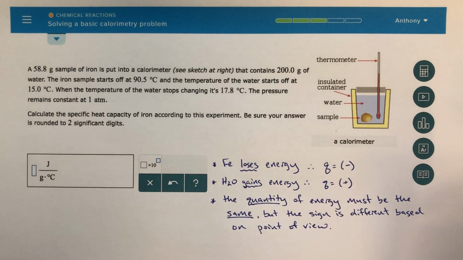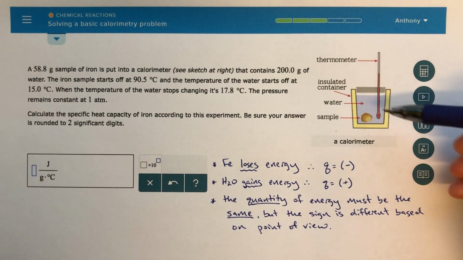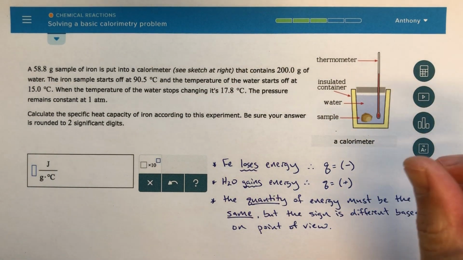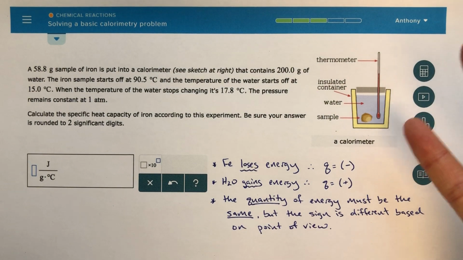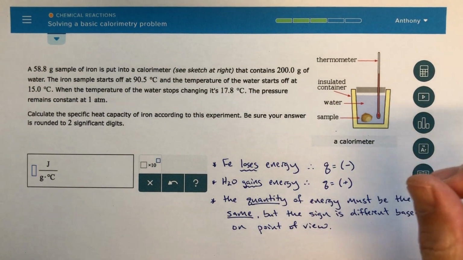This is a fairly common setup for a problem like this. We're going to take a hot rock or a hot piece of metal or something. We're going to drop it into some water. We're going to get some energy transfer. And that energy transfer is really the whole point of this chapter. The whole point of thermodynamics is to understand these energy transfers.